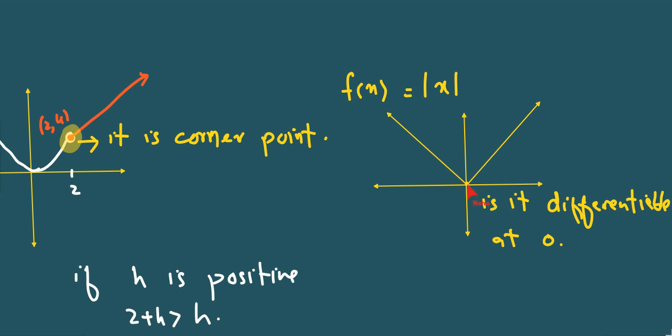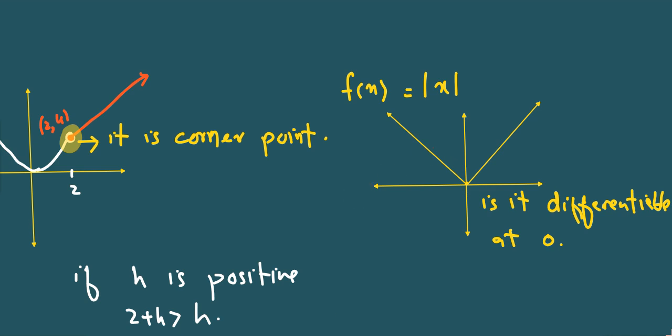Clear? So from the graph, it becomes very easy. If it is making a sharp corner, at that point the function is not going to be differentiable. It is differentiable at this point, but not at this point. Even the function that we were discussing in the previous example was also not differentiable at 2, but it was differentiable over the whole real numbers. And this function is also differentiable for all real numbers except 0.